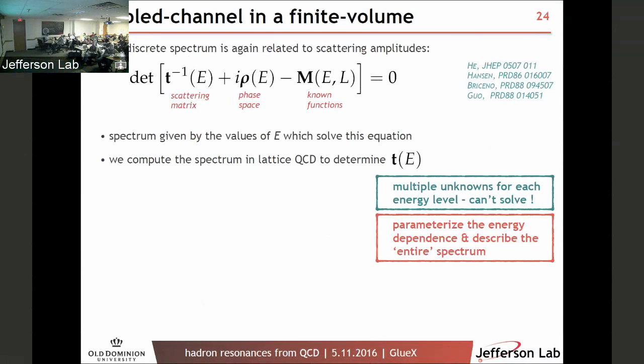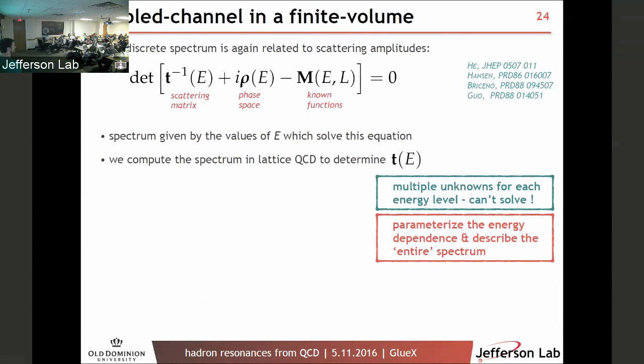Fine. But what you do is you calculate the finite volume spectrum, and you try to work backwards to what T of E is. Just like before, we calculated the E's and we worked backwards to delta of E. Well, the problem here is this is one equation. It's the determinant of a matrix. One equation in, well, multiple unknowns. This is a matrix T of E.